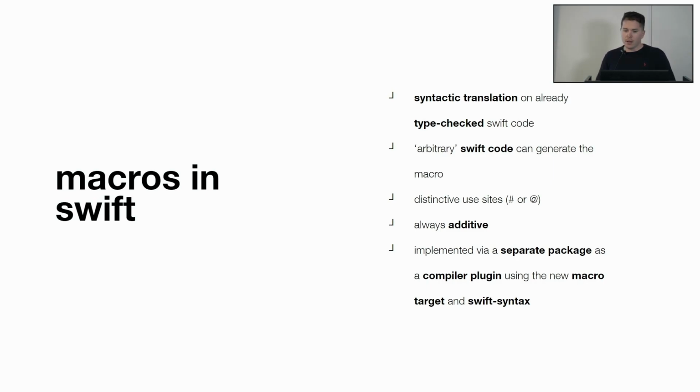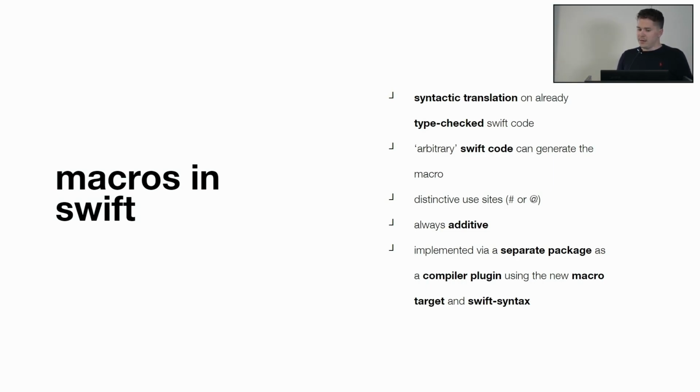What I think is the coolest fact about Swift macros is that the macro implementation itself is a program written in Swift, and it's run in a sandboxed environment, but you write macros using Swift. Macros have distinctive use sites, so you can always know you see a macro in code if you see a pound sign or an @ sign.